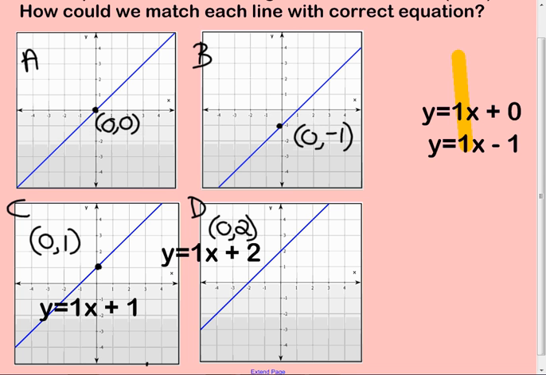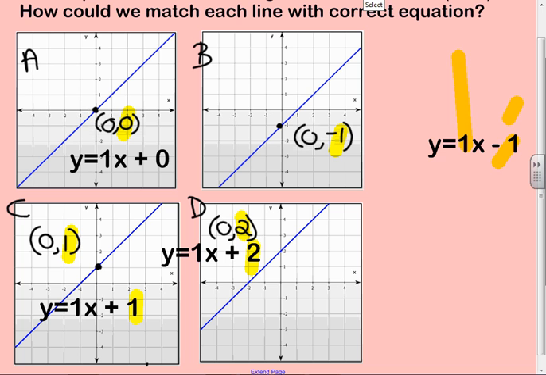Okay, Lindsay, what about this one? No, D's already used. This is plus 0. Which one has a 0? We're always looking for the y coordinate. This one right here. Those are the numbers that match. And 0 matches with 0, and -1 matches with -1. So this one goes with this one, and this one, whoops, this one goes with that one.